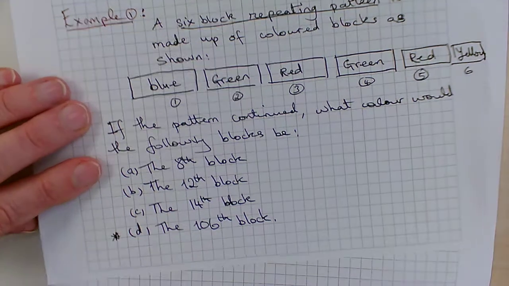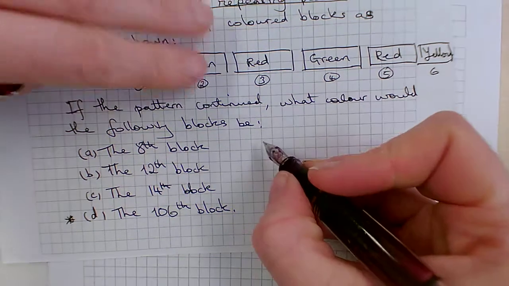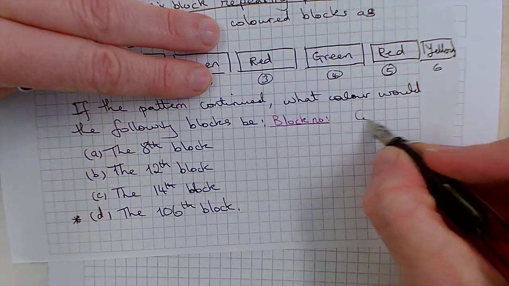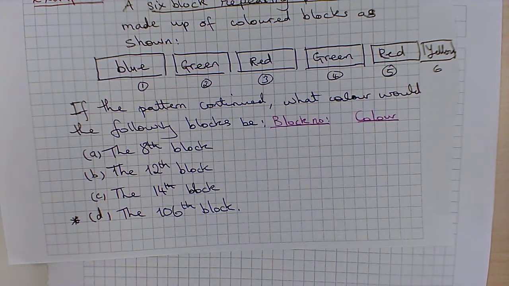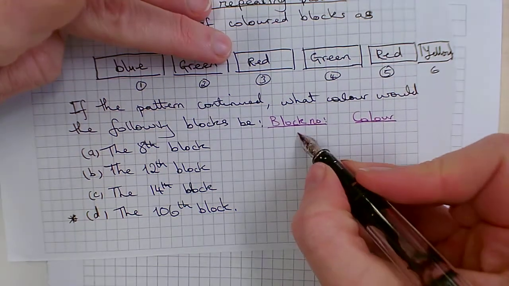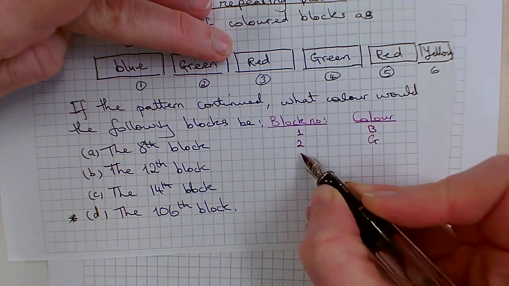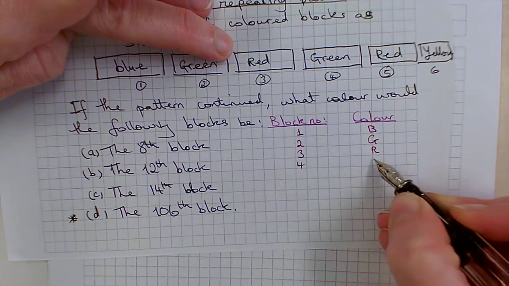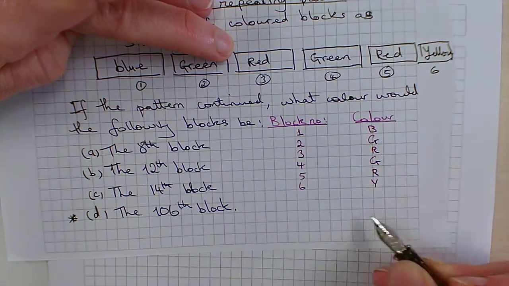How do we answer a question like this? Well, we know that it's a repeating pattern, so something that we can do is make a table. The block number and its colour. I'm just going to use a single letter for the colour as we go through these now. My first block is blue. My second block is green. My third block is red. Fourth is green. Fifth is red. Sixth is yellow. And then it's repeating this pattern again.